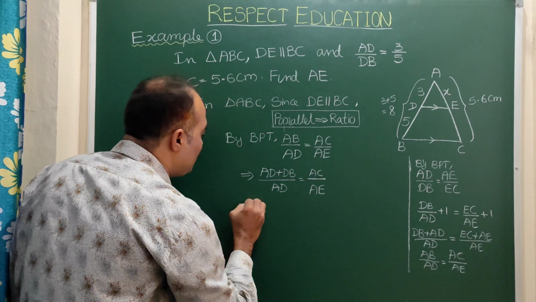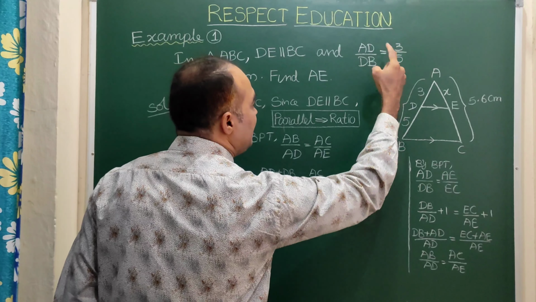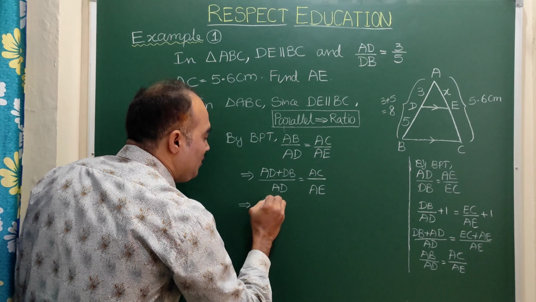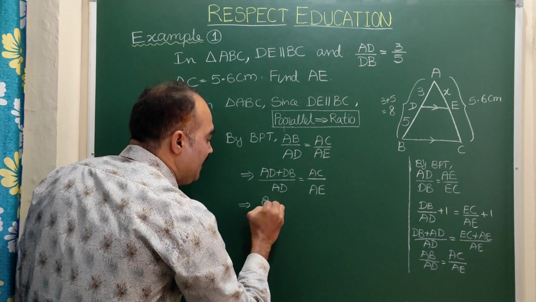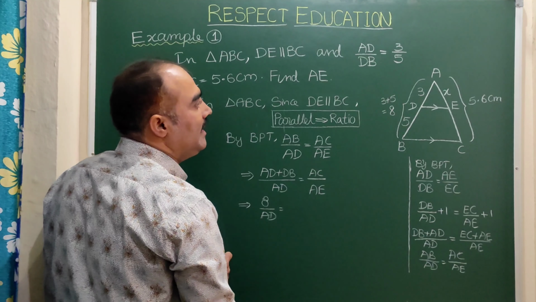Now let us substitute the given values here. AD is 3, DB is 5, so we can write as 3 plus 5, so it is 8. 8 by AD is equal to, here AD is 3.